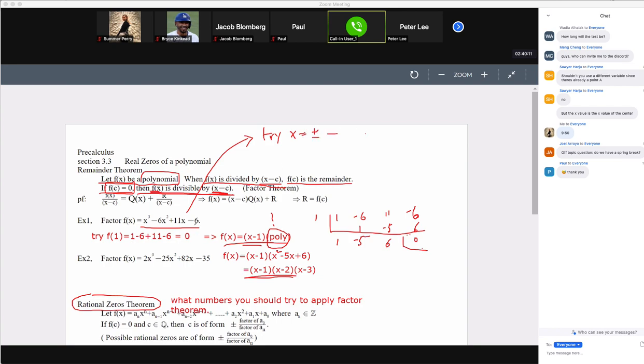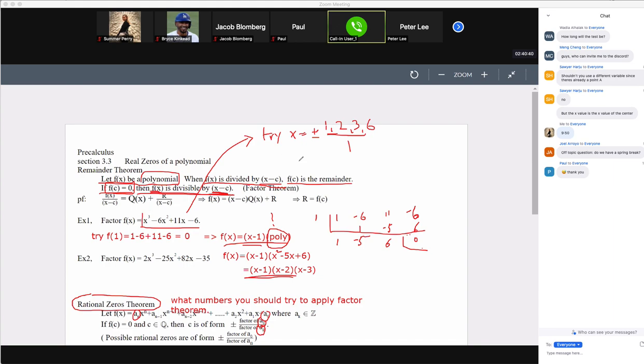In this case, we look at the number 6 here. The factors of 6 are 1, 2, 3, 6. And then divide over the factors of the leading coefficient, which is a_n. What is a_n? a_n is this guy. a_0 is this guy right here, which is a constant. In this case, this is just 1. It's 1x cubed.